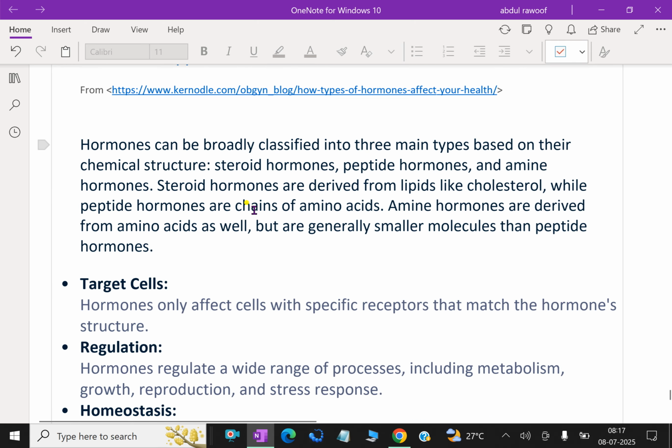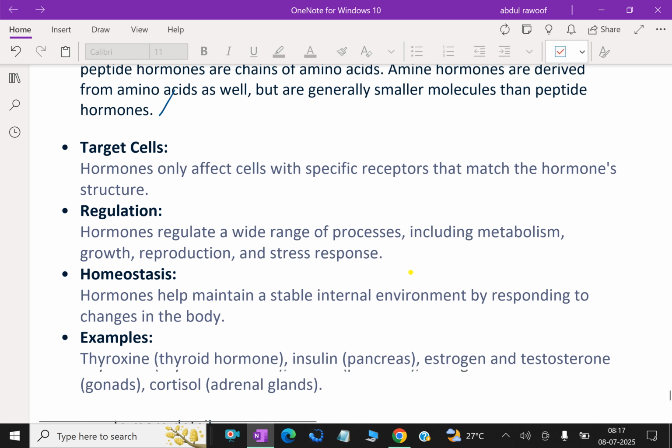Hormones can be broadly classified into three main types based on their chemical structure: steroid hormones, peptide hormones, and amine hormones. Steroid hormones are derived from lipids like cholesterol, while peptide hormones are chains of amino acids. Amine hormones are derived from amino acids as well, but are generally smaller molecules than peptide hormones.